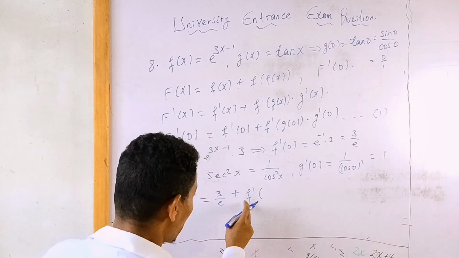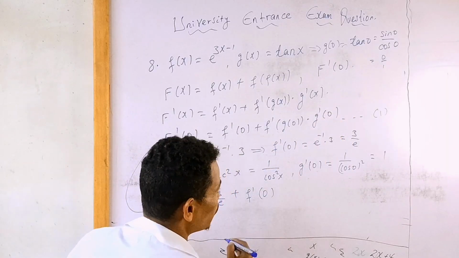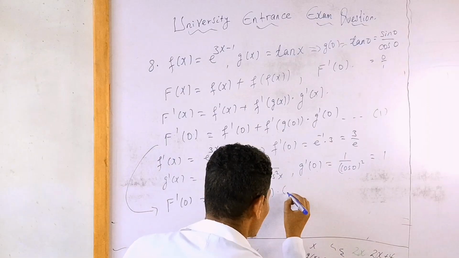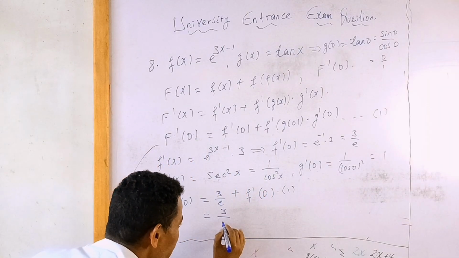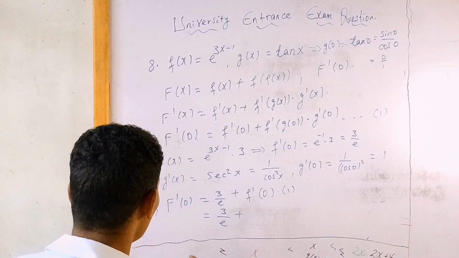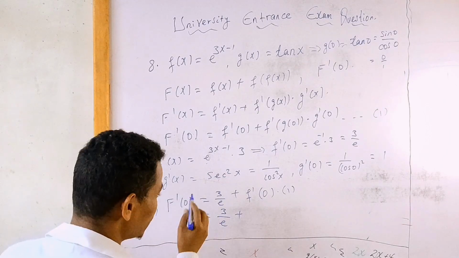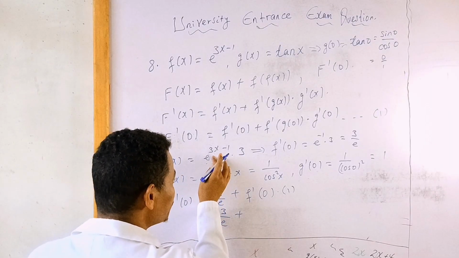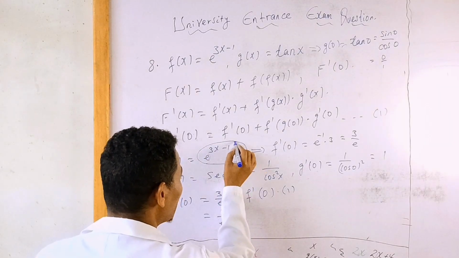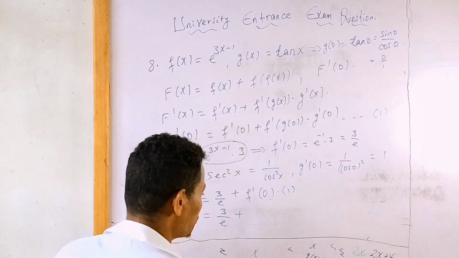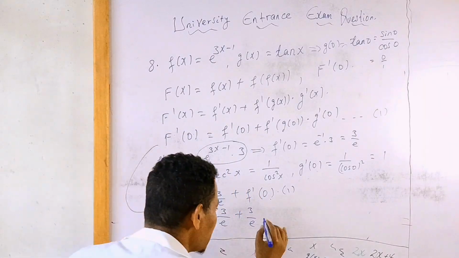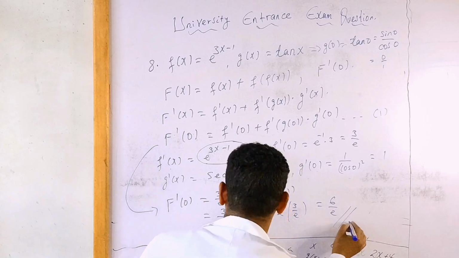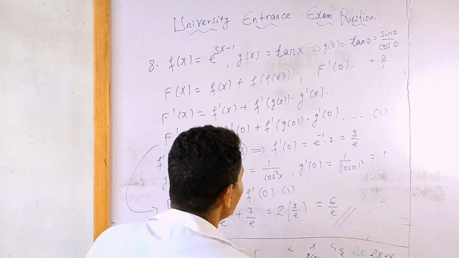ስለዚህ ምንድነው የምናደርገው? f derivative at g of 0, g of 0 is 0, then times g derivative at 0. g derivative at 0 ደግሞ አንድ ነው። So this is the same with 3 over e plus f derivative at 0. f derivative at x is e to the power of 3x minus 1 times 3 ነው። f derivative at 0 ከተባለ ደግሞ 0 መተካት ነው። 0 ሲተካ that is 3 over e plus 3 over e. 3 over e plus 3 over e is 2 times 3 over e, that is 6 over e ይሆናል። That is f derivative at 0 ስትመጣ 6 over e.